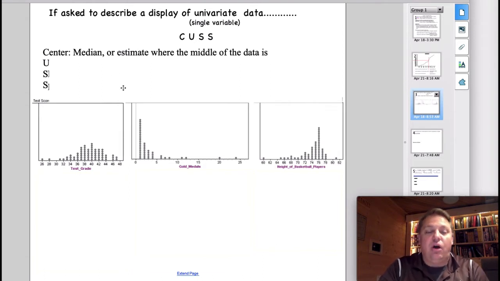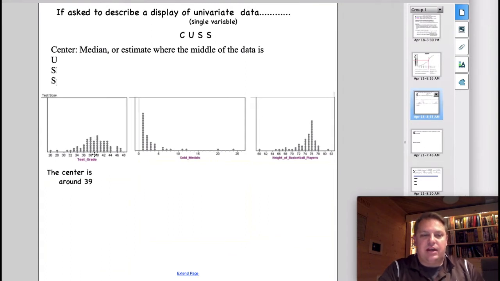Now, if you don't have the data, or if it's like this is a lot of data points for you to have to type in, it is okay to eyeball it. If they're just asking you to describe without asking for any more specific measurements, it is fine to just kind of eyeball and say that the center is around 39.